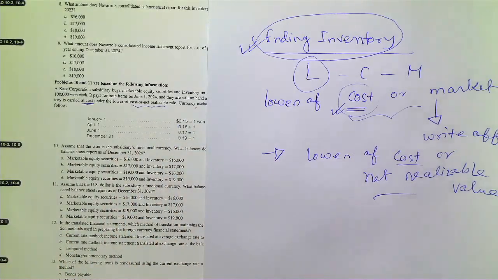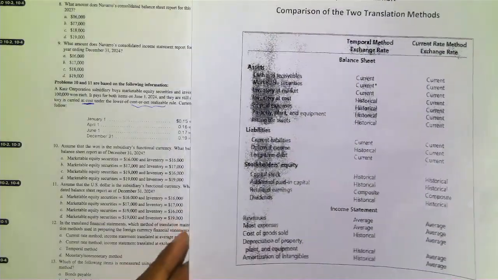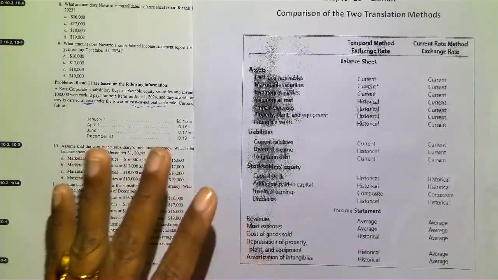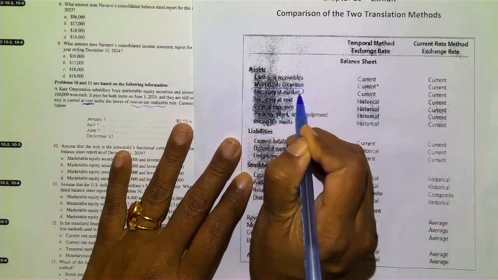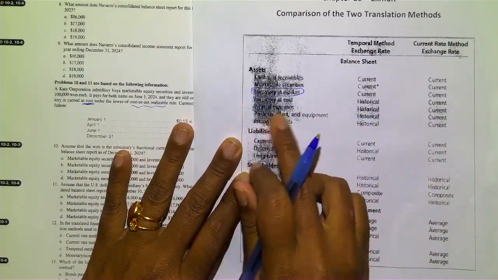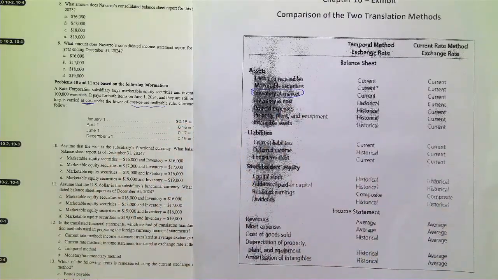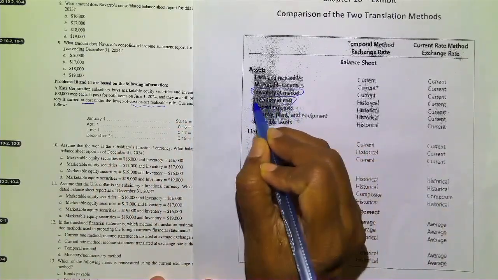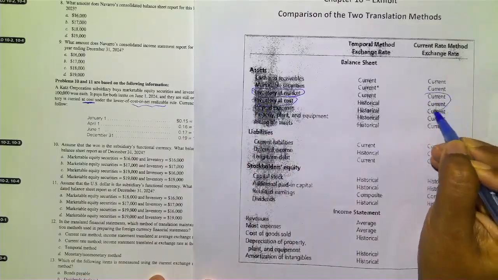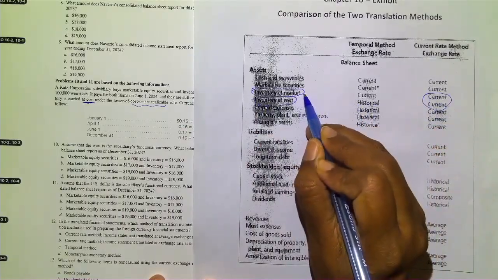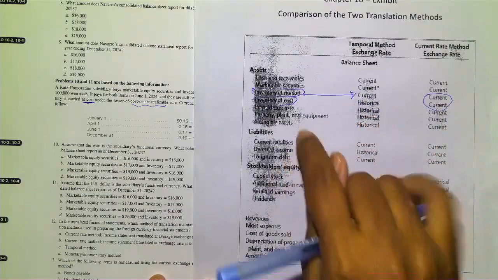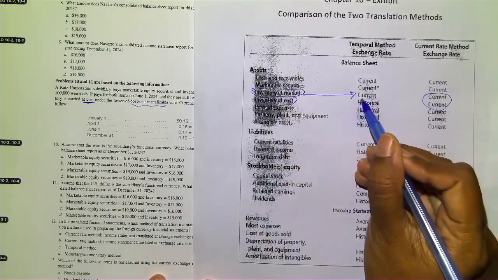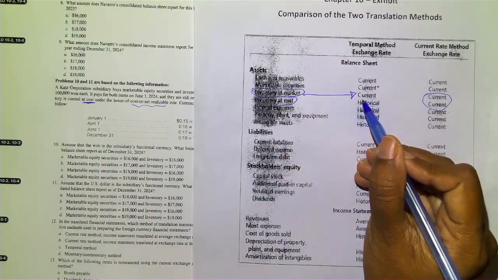Because if you follow the temporal column, look at the temporal column. The temporal column is a little complicated. This is inventory at market, please see it on your paper. It's inventory at market, and then you have inventory at cost. Current rate is fine. We always use the current rate. But if your ending inventory on your balance sheet is reported as per the market value, you will use the current rate for conversion under the temporal method.